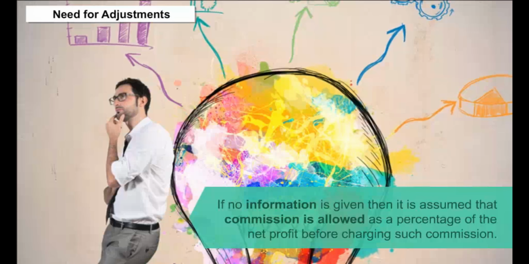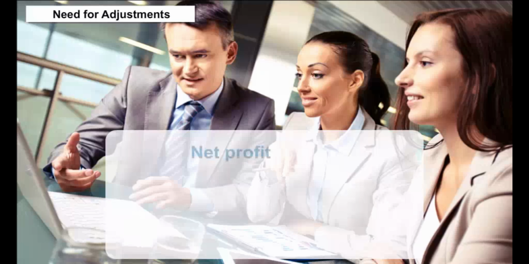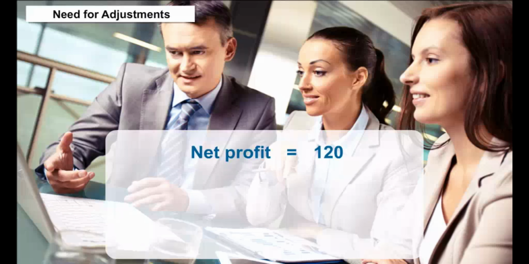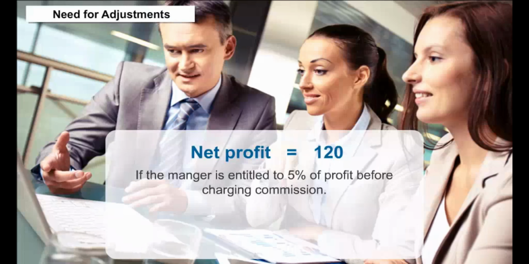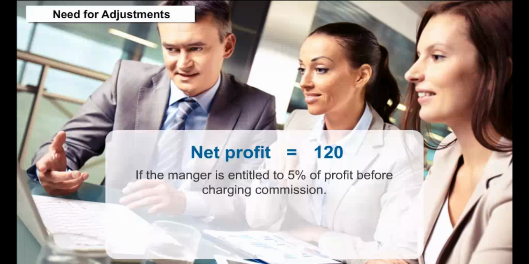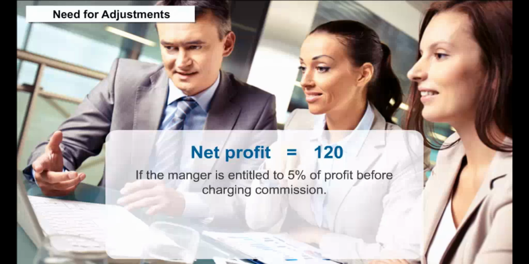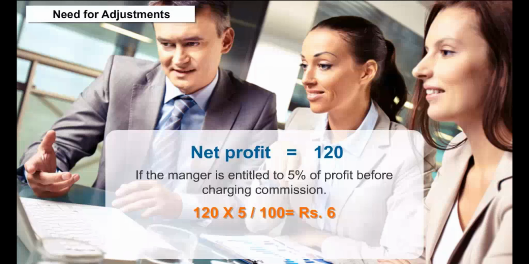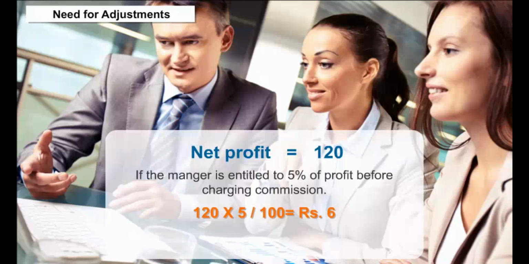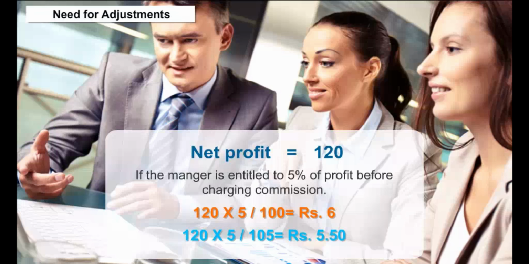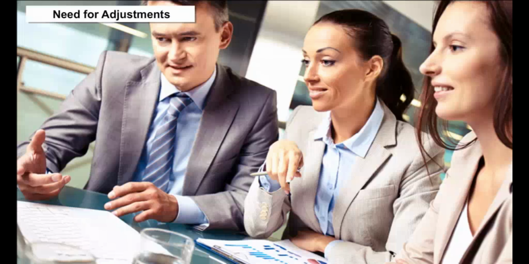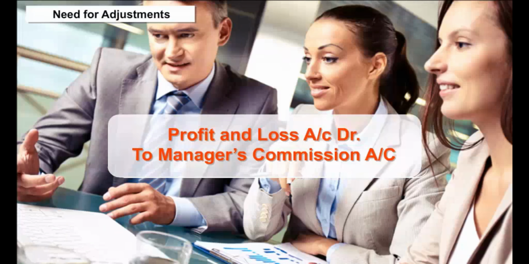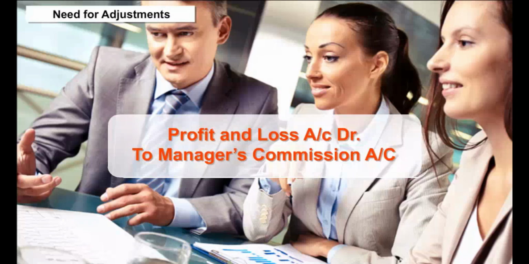For example, net profit of a business is 120 before charging commission. If the manager is entitled to 5% of profit before charging commission, then the commission will be calculated as follows. In case the commission is 5% of profit after charging such commission, the commission will be calculated as follows. The entry for manager's commission would be profit and loss account debited to manager's commission account.